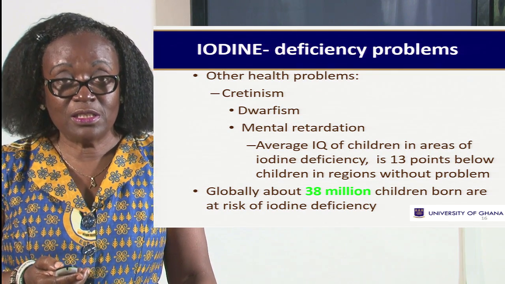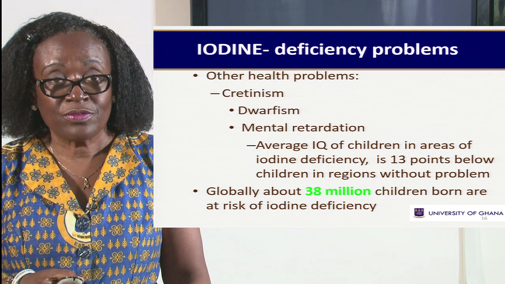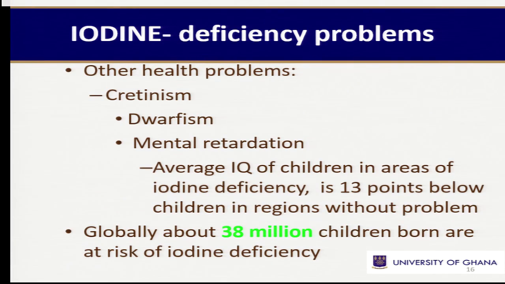So if the deficiency happens, yes, collectively we call it cretinism, the iodine deficiency disorders. Cretinism, which is characterized by dwarfism, the child does not grow tall, becomes very short. There is mental retardation, IQ therefore is below average, and globally we have quite a huge number of children, millions, who are at risk of iodine deficiency.